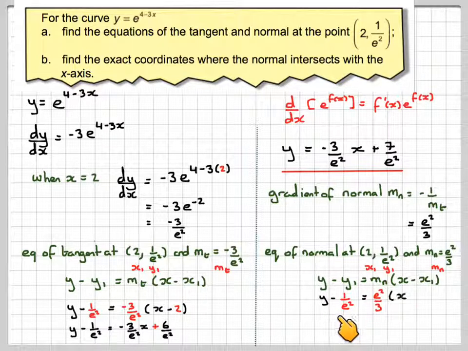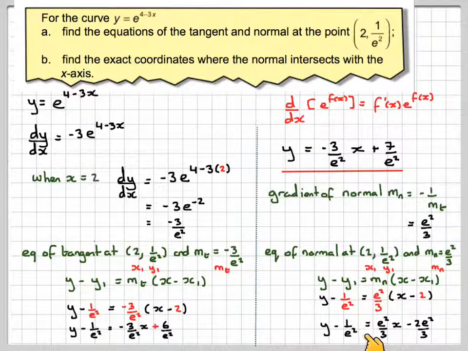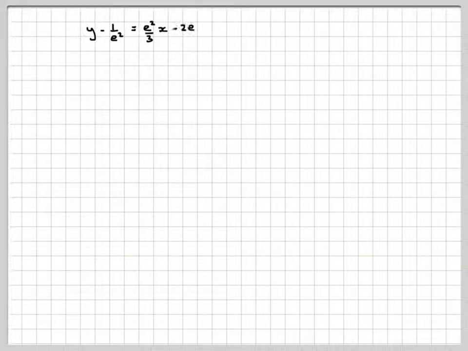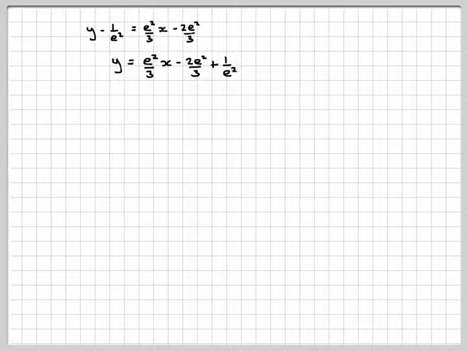So we're going to have y minus 1 over e squared is equal to e squared over 3 times (x minus 2). Expanding the bracket, we're going to have y minus 1 over e squared is equal to e squared over 3 x minus 2e squared over 3. Right, we need to take this over to the other side. So we need to be careful here. So we've got e squared over 3 x minus 2e squared over 3 plus 1 over e squared.